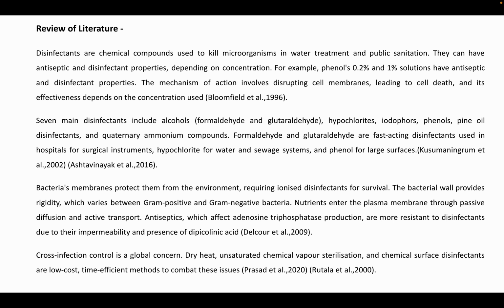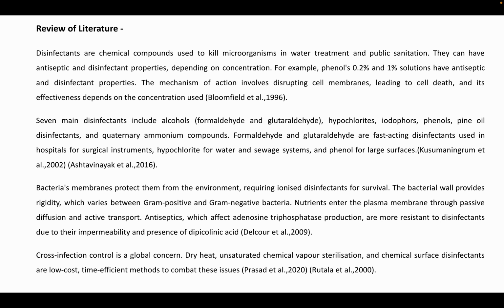Formaldehyde and butyraldehyde are fast-acting disinfectants used in hospitals for surgical instruments, hypochlorite for water and sewage systems, and phenol for large surfaces. Bacteria's membrane protects them from the environment, and the bacterial cell wall provides rigidity which varies between gram positive and gram negative bacteria. Nutrients enter the plasma membrane through passive diffusion and active transport.